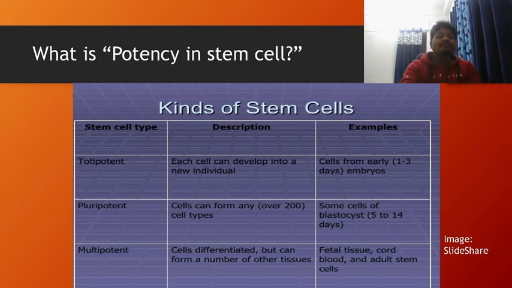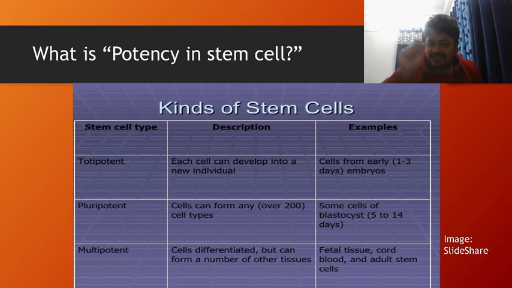So depending on this potency, the stem cells, or broadly the embryonic and adult stem cells, can be classified into different groups: the totipotent, pluripotent, multipotent, oligopotent, and unipotent. So what are totipotent stem cells? Totipotent stem cells are those that can develop a completely new individual.